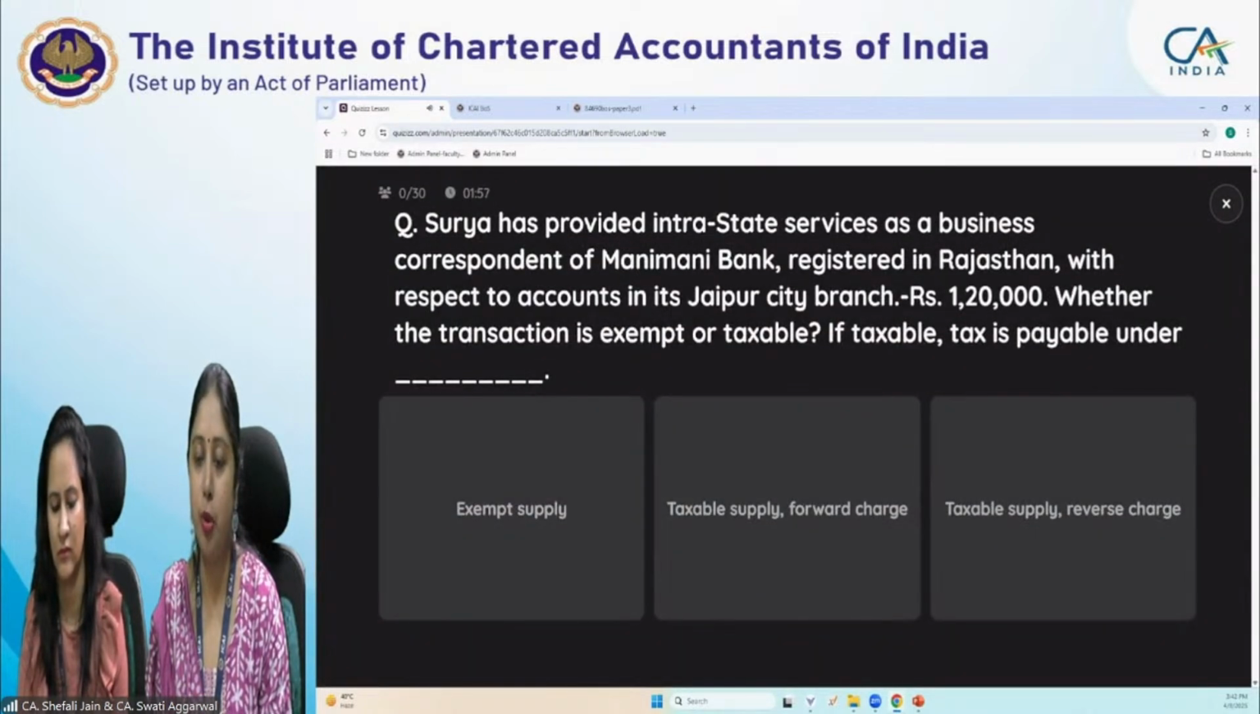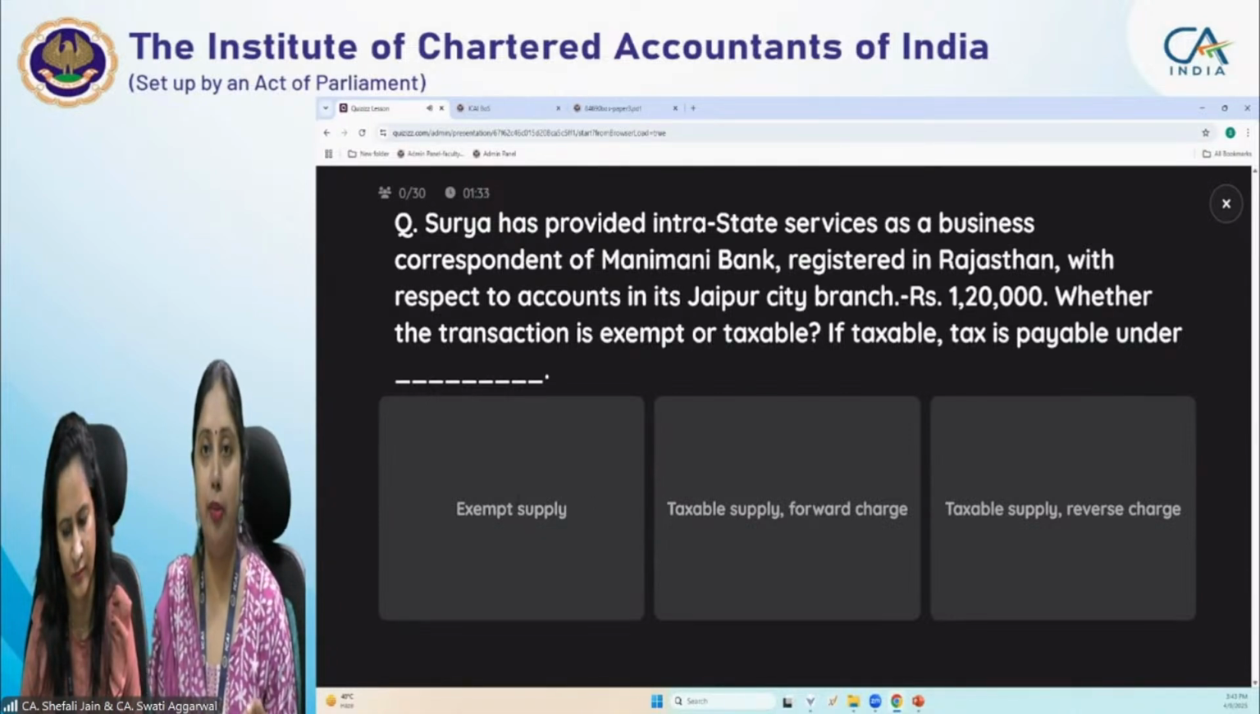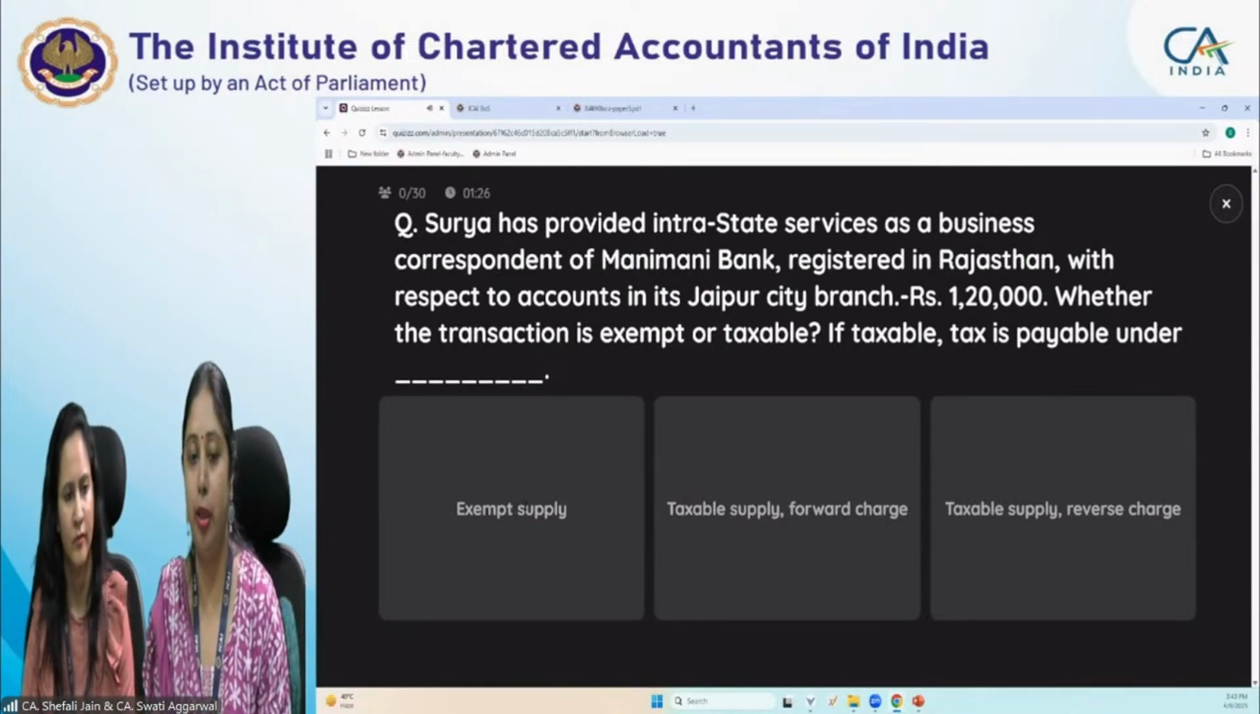So Surya has provided intra-state services as a business correspondent of Money Money Bank. Money Money Bank is registered in Rajasthan, and Surya has provided these services with respect to accounts in its Jaipur city branch. Value is 1,20,000. Now, whether the transaction is exempt or taxable, and if taxable, tax is payable under dash. So first of all, you have to tell whether it is an exempt or taxable supply. If it is a taxable supply, whether tax is payable under forward charge or reverse charge.